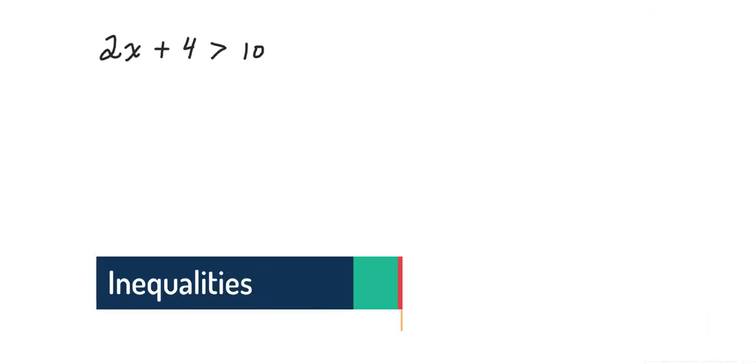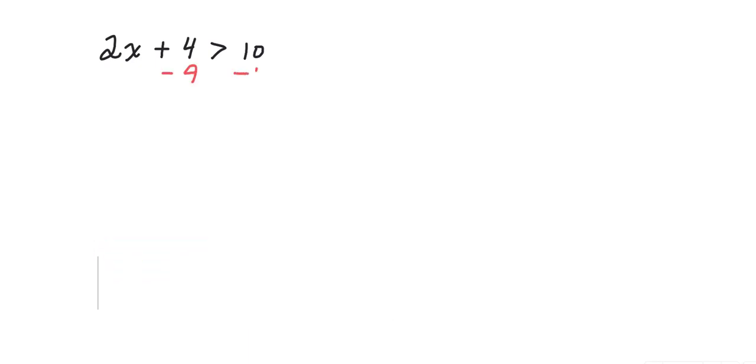Okay, solving inequalities is pretty straightforward, just like solving an equation where you want to isolate x. So I would subtract 4 from both sides. I get 2x is greater than 6. And then I would divide both sides by 2. So I'm saying x must be greater than 3.